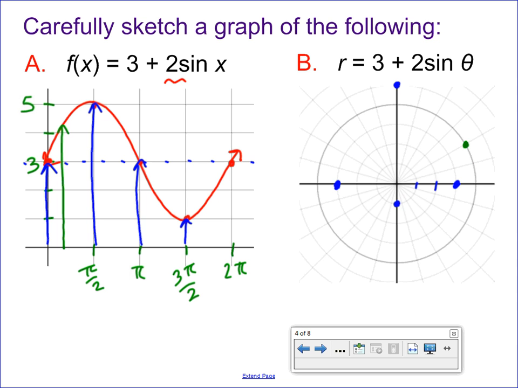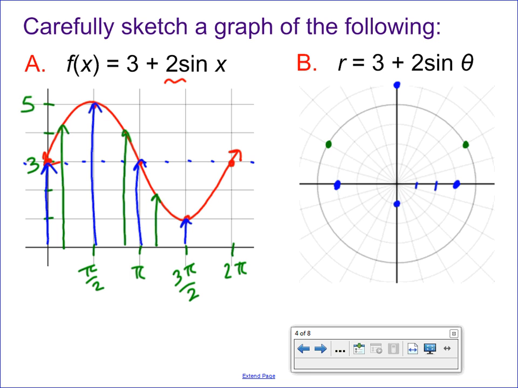Great. What would be a convenient value on pi over 2 to pi? Let's go 5 pi over 6. The sine of 5 pi over 6 is 1/2 also, times 2 is 1, plus 3 is 4. So 1, 2, 3, 4. How's that? 7 pi over 6.